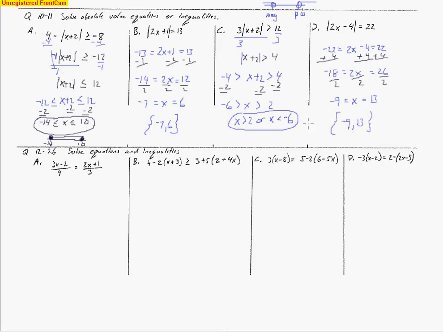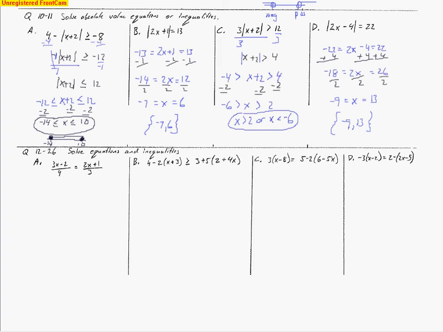Well, let's take a look at the next set of directions. And it says that there's lots of problems, 12 through 26. And they're to solve equations and inequalities. So they could be a number of different ways. Some of the problems will just ask you for the first couple steps. Some of them you'll end up having to solve all the way. So on these problems, they're just asking us to solve all the way, and that's what we'll do.